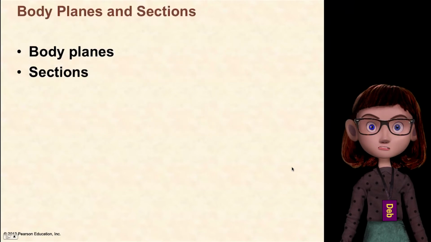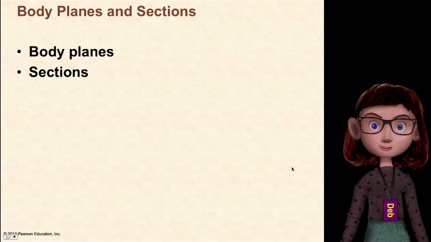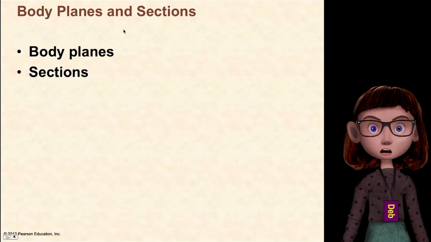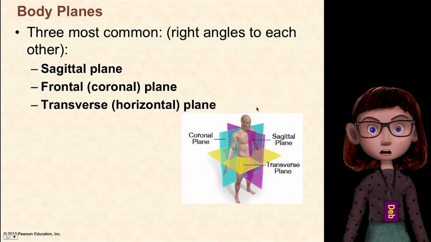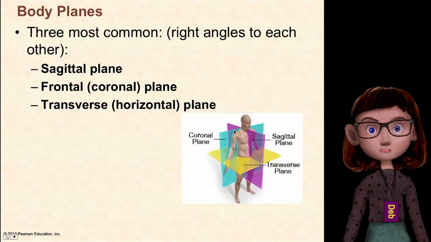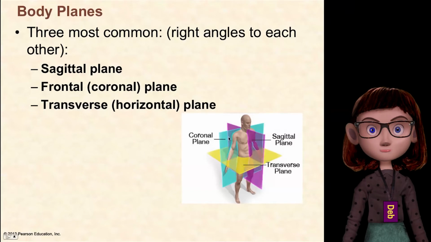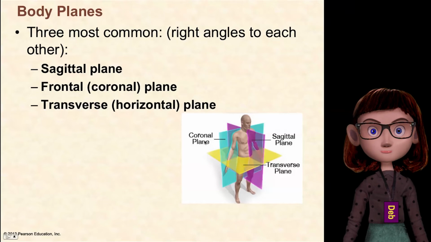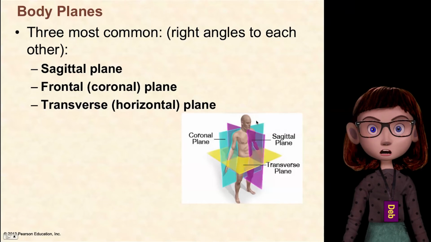Body planes and sections. A body plane is a plane that goes through the body in different areas and would divide the body into various sections. Body planes go on the X, Y, and Z axis right here. And you can see the coronal plane dividing the body between anterior and posterior. I always think of a corona around the sun, going around his head, like that.